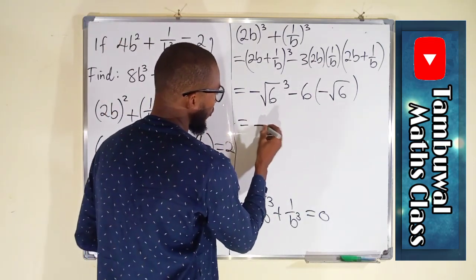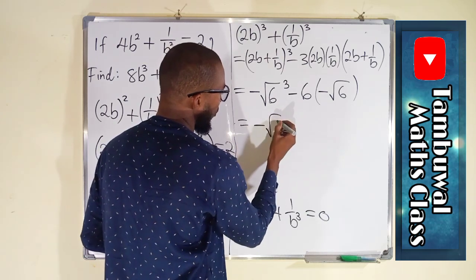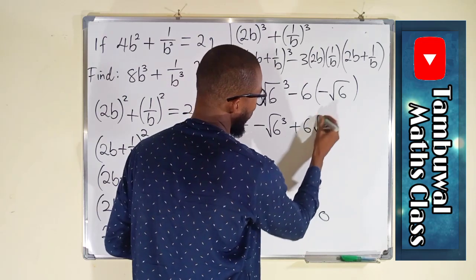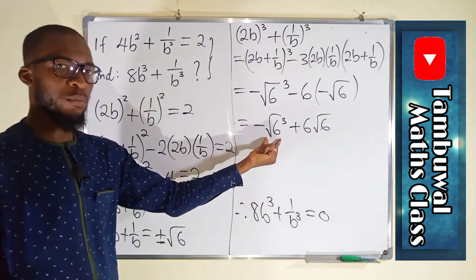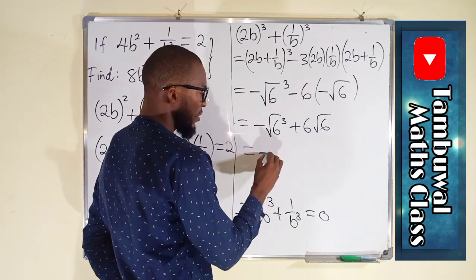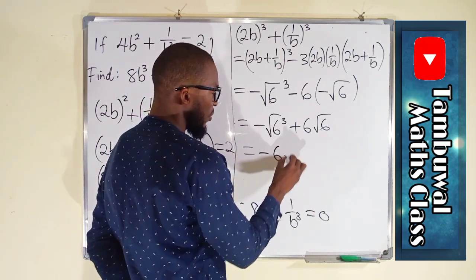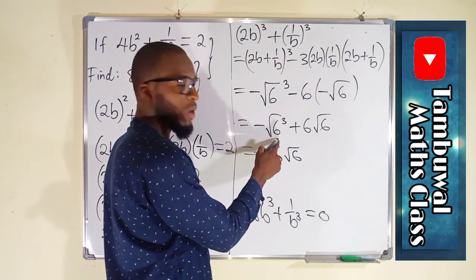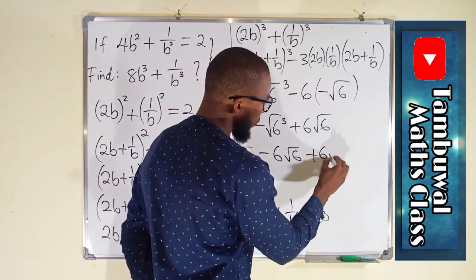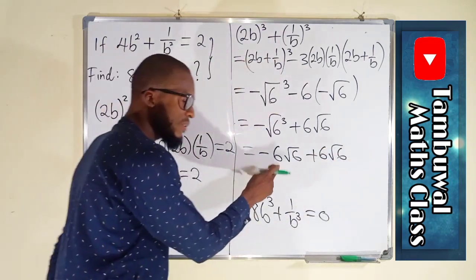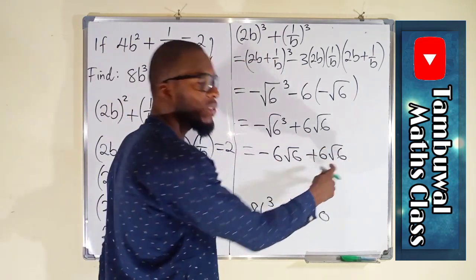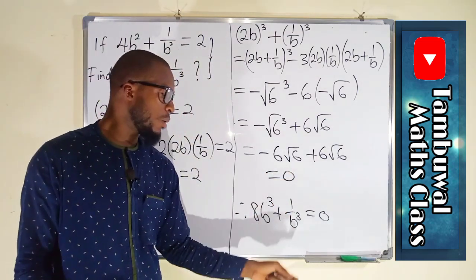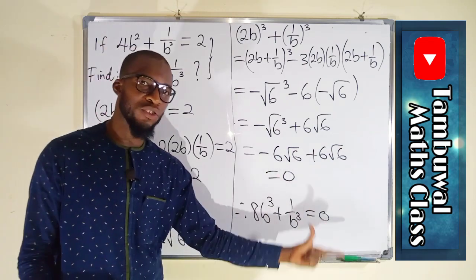So this is equal to negative root 6 to the third power plus 6 root 6. Remember how we simplified this as negative 6 root 6, because 6 root 6 is the same thing as root 6 to the third power. Then plus 6 root 6. And negative 6 root 6 plus 6 root 6 is equal to 0. And hence we say 8b to the third power plus 1 over b to the third power is equal to 0.